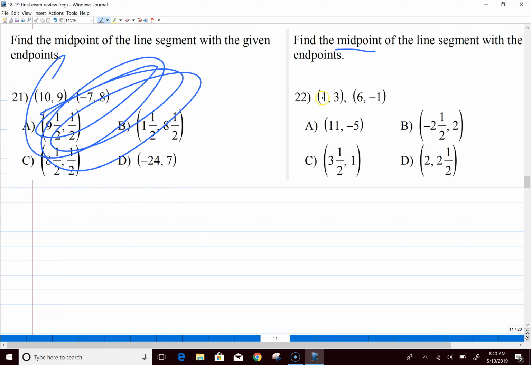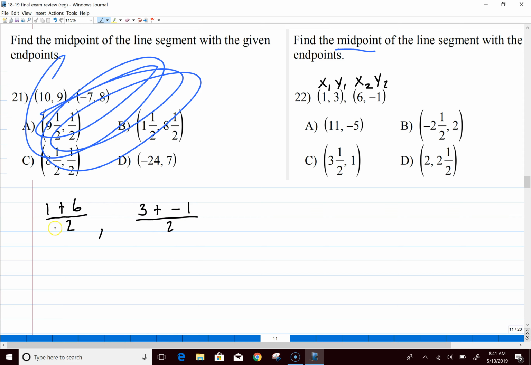Right. So here's number 22. This is x, this is y, this is x, this is y. This one happens to be first, so they're the ones. This is the second point, they're the twos. So to plug it in the formula, x1 is 1, plus my x2 is 6, divide that by 2, comma, y1 is 3, plus y2 is negative 1, divide that by 2.